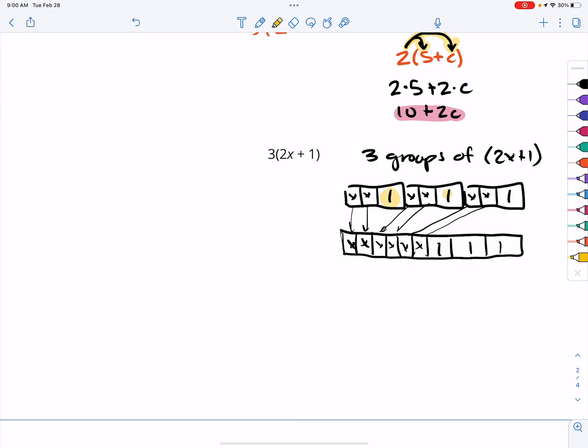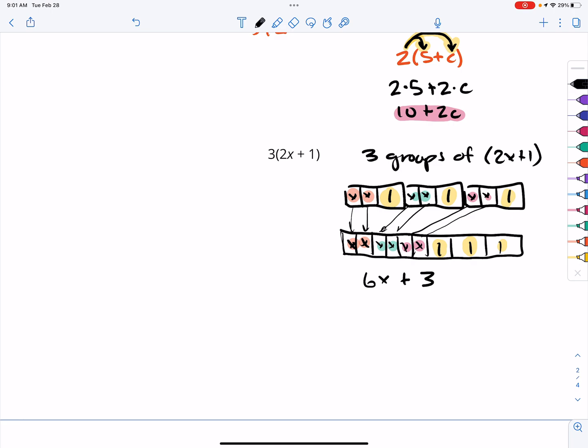So I'll quick highlight to track where those are coming from. So there's an x from the group 1. Here's 2 more x's from the second group. And here's the final 2 x's from there. So in the end, we have 6x plus 3. Now, that's obviously not the most efficient way, but that's just showing how this distributive property works.